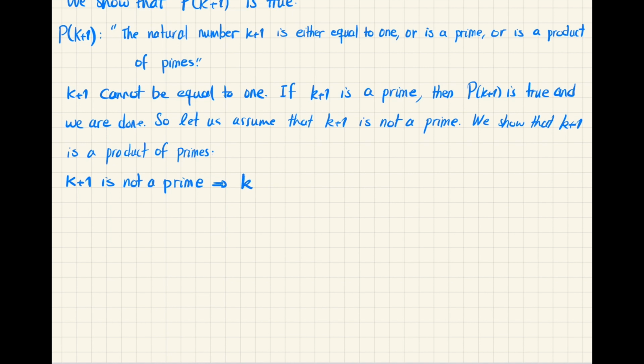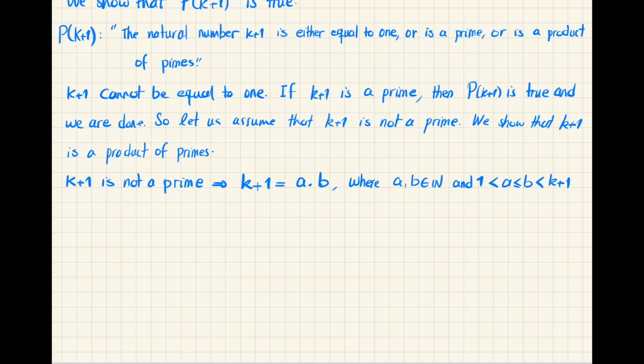k plus 1 is a composite number, so it can be written as a product of two numbers a and b, where a and b belong to the set of natural numbers, and moreover, of course, if this is a product, one of them should be the smaller number, so let me call a the smaller number and b the bigger number. So then this means that a is less than or equal to b, for example, but this is strictly smaller than k plus 1, and this should be strictly greater than 1.